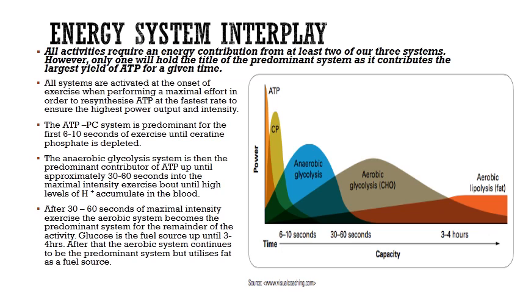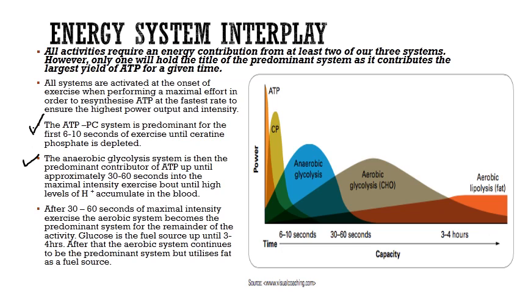Though all three energy systems are contributing to ATP production, the ATP-PC system would be contributing the most ATP to fuel the activity for the first 6 to 10 seconds. After 6 to 10 seconds, the stored creatine phosphate in your muscles will be depleted, and then the anaerobic glycolysis system will be the predominant contributor of ATP to fueling that maximal exercise for the next 30 to 60 seconds.